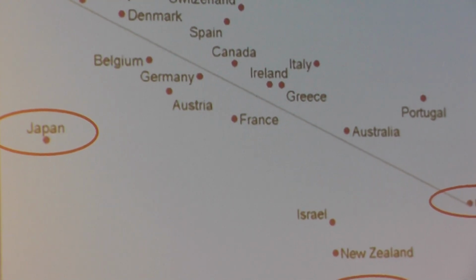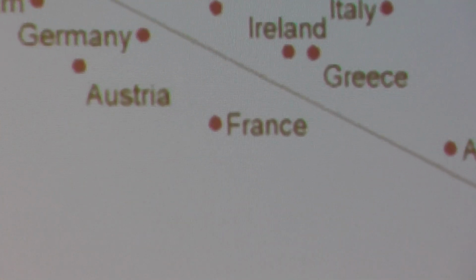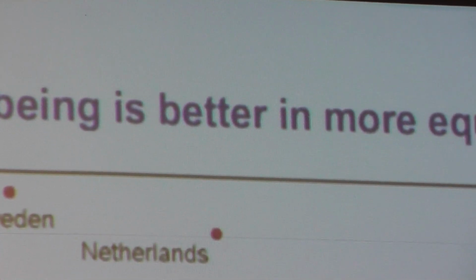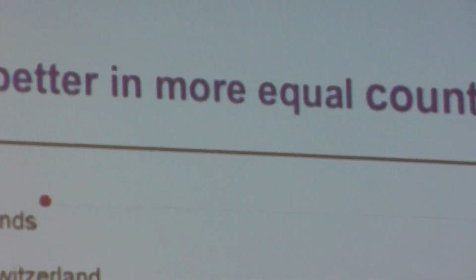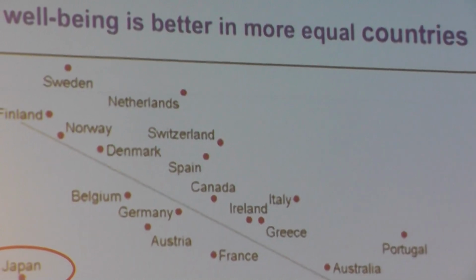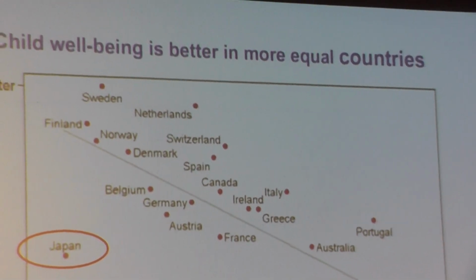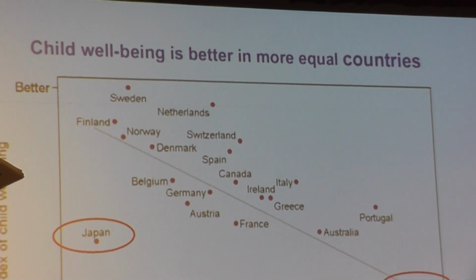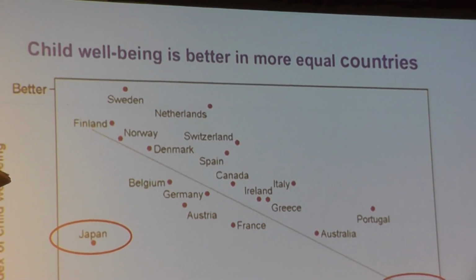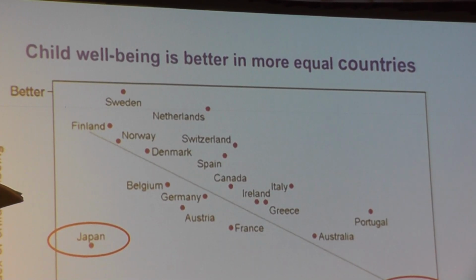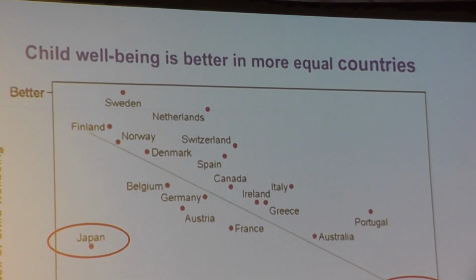The next graph shows the relationship between child well-being and income inequality. Like in the UK and USA, child well-being is strongly influenced by the income difference. Their research shows us that there is a strong relationship between Gini or income inequality and the quality of our life.